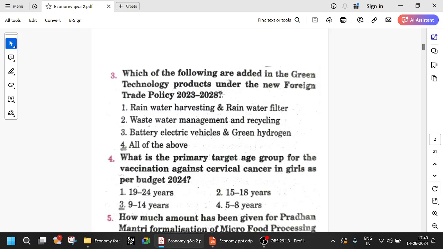In the FTP 2023 to 2028, try to remember this also, it is for 5 years. Usually most policies will be for 5 years. So 2023, very latest, to 2028. It is focusing on all the above.